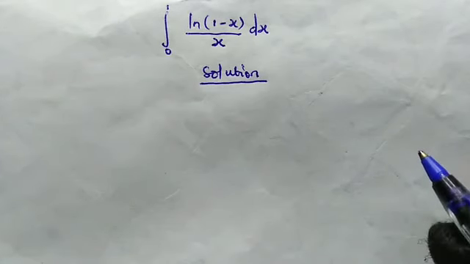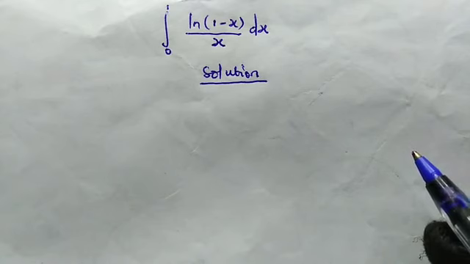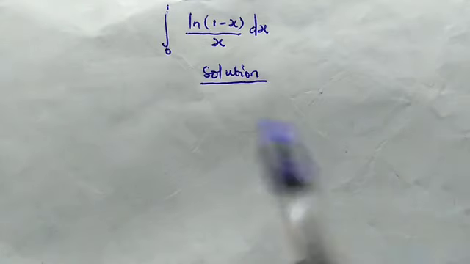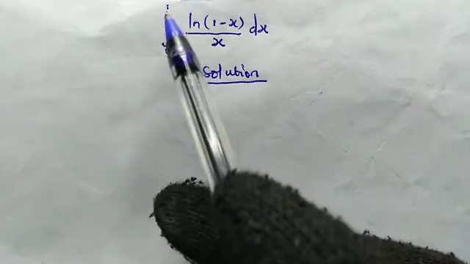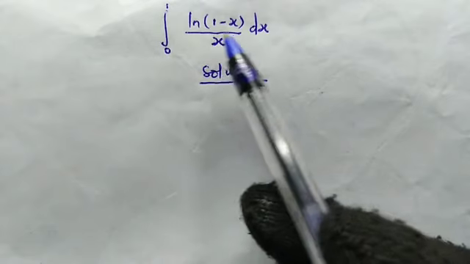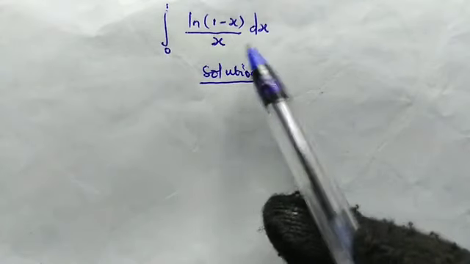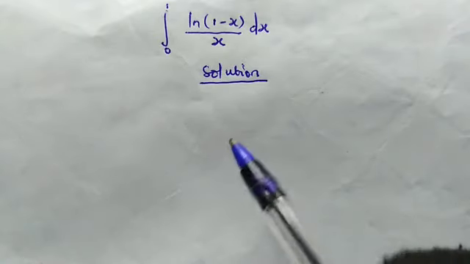Welcome back once again. Today we'll be evaluating this definite integral here involving the natural logarithm. We have the integral from 0 to 1 of the natural logarithm of 1 minus x all over x dx. Now let's get started.